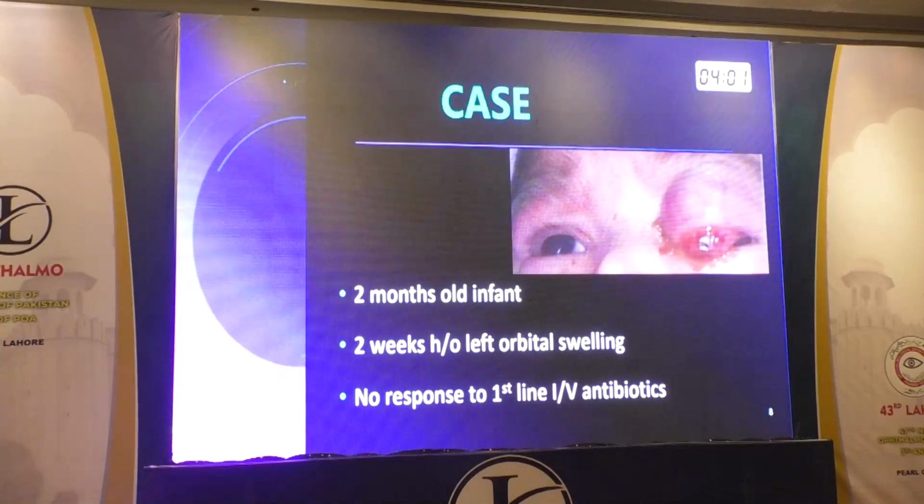So the topic is atypical manifestations of mucormycosis. What are atypical manifestations? For this, I will rapidly go through a case. This was a 2-month-old infant who came to us after a 2-week history of left orbital swelling. He was already on IV antibiotics and was not responding.